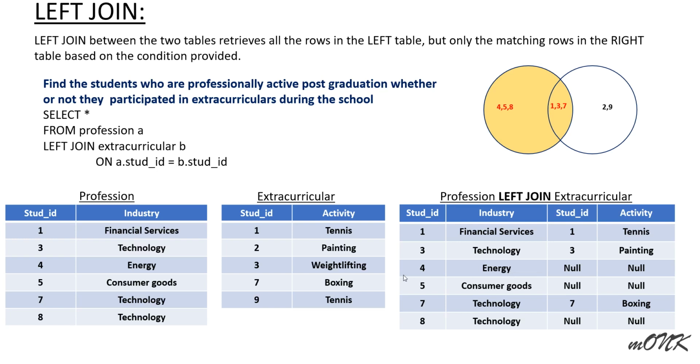We can see after the joining, this is what the table looks like. Students 4, 5 and 8, these rows that are exclusively in the left table, do not have a corresponding record in the extracurricular table. That's why we are getting null. Okay, I hope it makes sense.